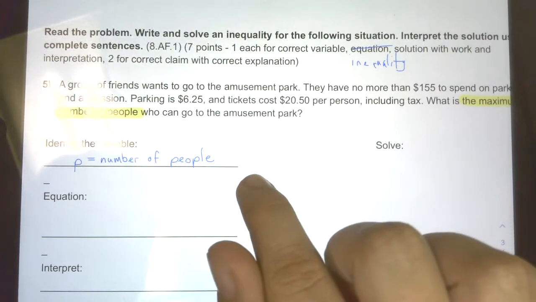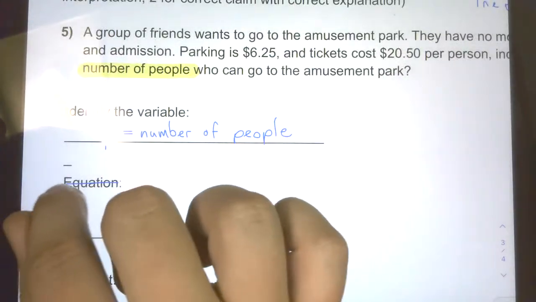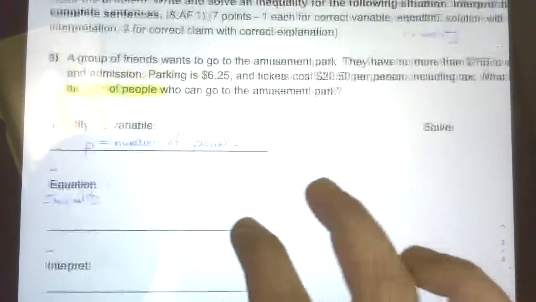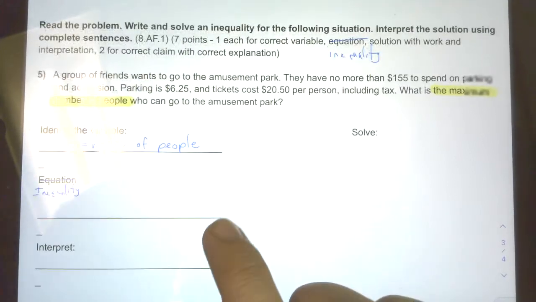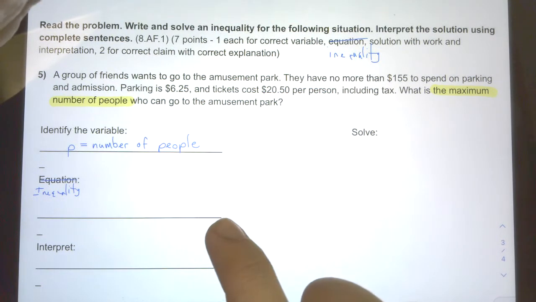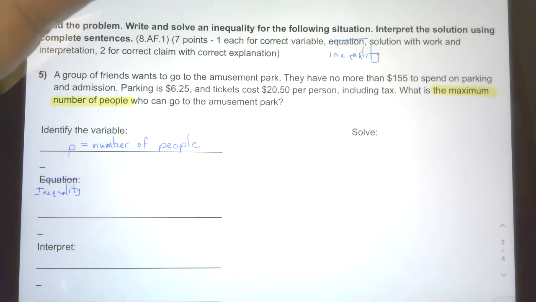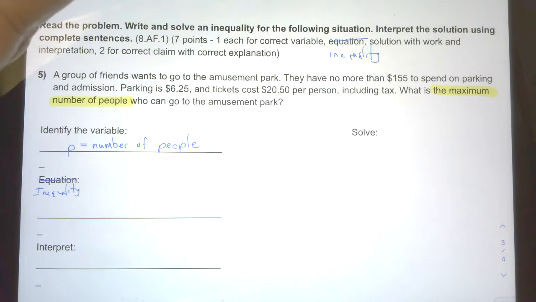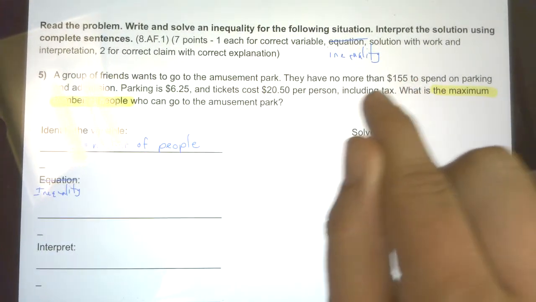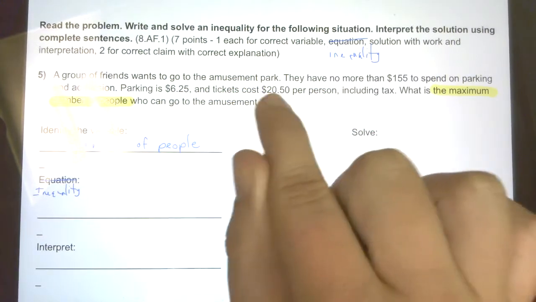So, oh, I need to fix this too. That should be inequality. I'll fix it. Inequality. So we need to make an inequality. With this, because I told you that we're not going to do anything more than a two-step inequality, one side of the inequality is going to be a total. One side is going to be what makes up that total. So I am going to start with what makes up that total because I think that's going to help us in actually creating the inequality with numbers. So what does make up the total? The total is 155. Parking makes up some of it, and tickets make up some of it.